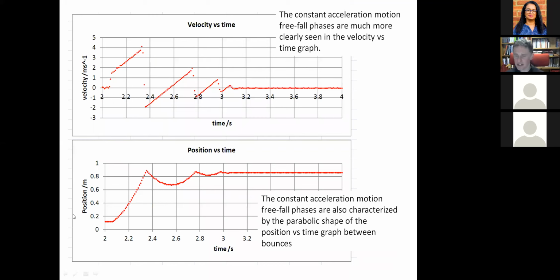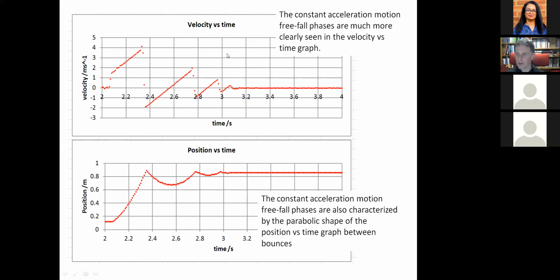Here's position versus time. What we can see is some lovely parabolae here. This is when the ball is rising up, and then falling in under gravity. We can ignore air resistance. It changes direction, of course, because it's bouncing. Position is measured from the top of the sensor. So it gets to this point here when it hits the force plate.